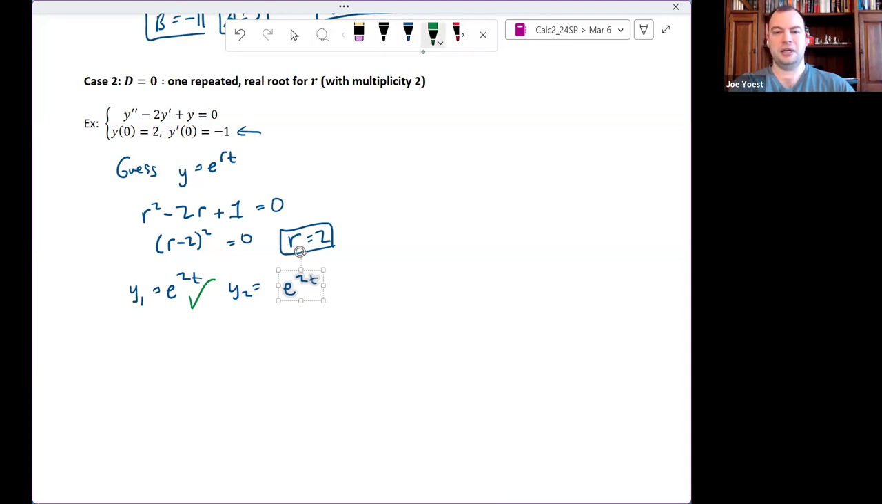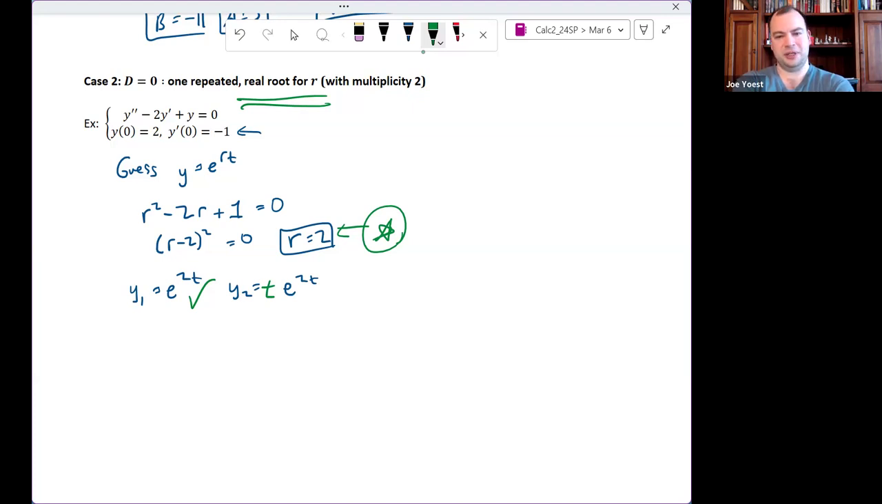And the answer is that in the case where we have a repeated real root, this doesn't work in the last case. If you tried this in the last case, the thing you'd come up with as a candidate solution wouldn't work. But in this case, if we multiply by a factor of t, this works. This gives us our second solution.